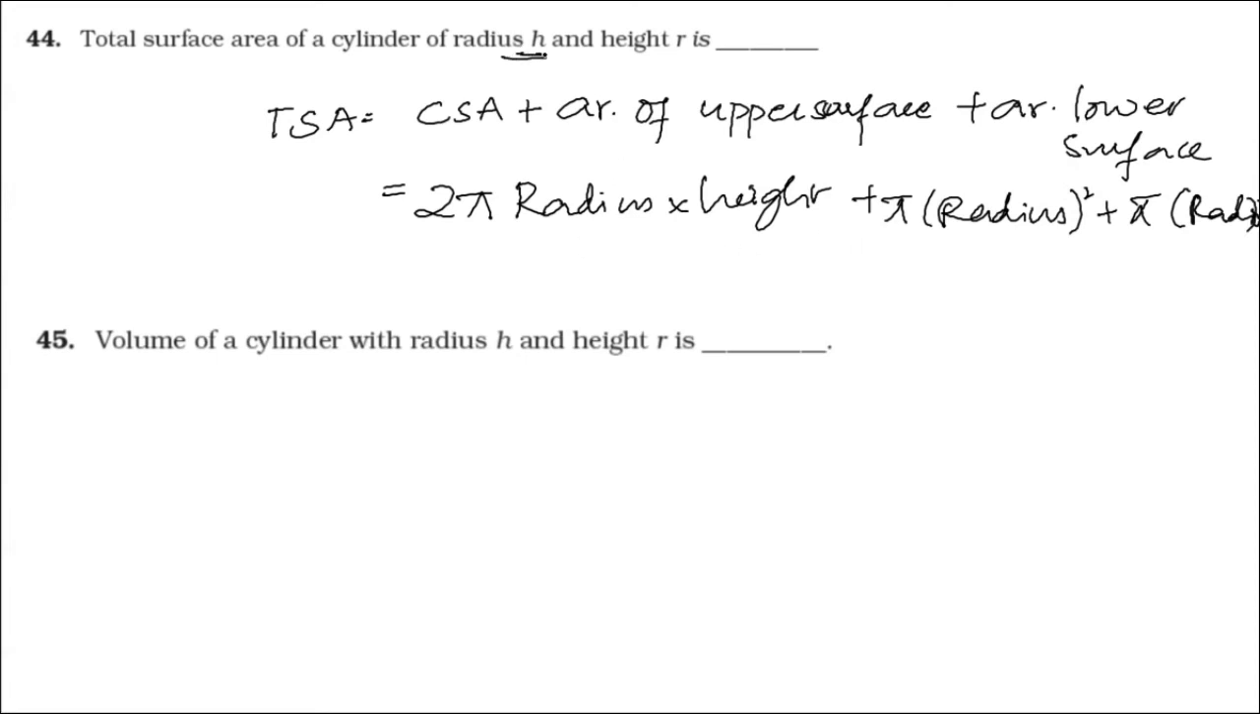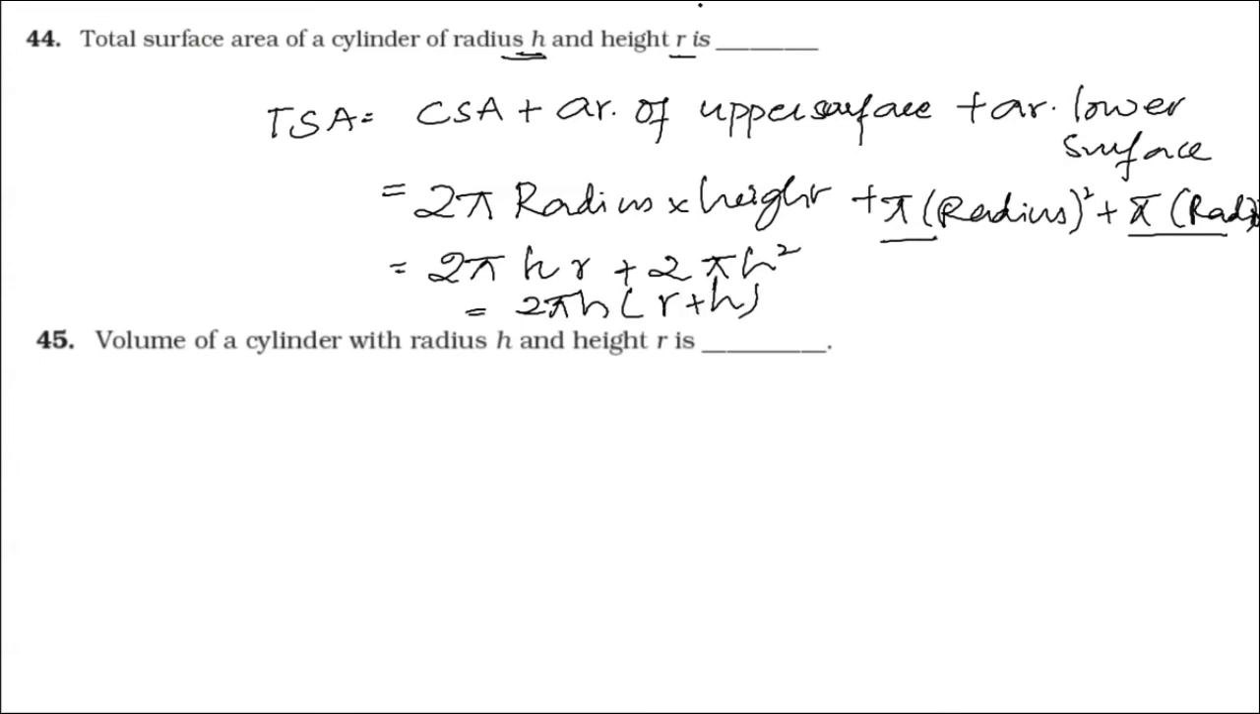They have given that radius is h, height is r. So it is 2 pi h into r plus 2 times pi multiplied to radius square, which is h square. If you take out 2 pi h as common, you'll be having r plus h. So the total surface area will remain unchanged. It is 2 pi r into r plus h.